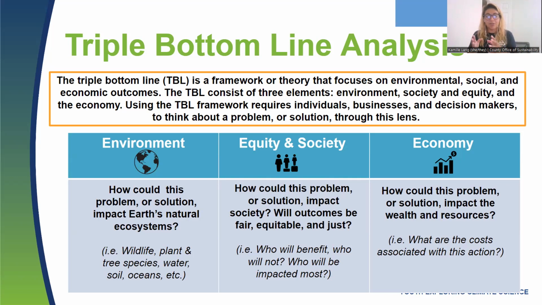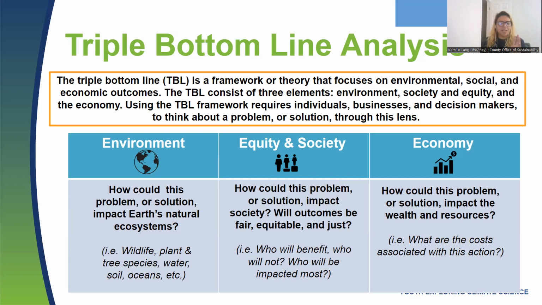Then we go into the middle category, where we're thinking about how this problem or solution can impact society, and whether it is fair and just for all who are a part of it. That's thinking about it from the equity perspective. And then finally, we look at it from the economy perspective, thinking of how this problem or solution can impact wealth and resources. How is it going to impact the money we spend here in San Mateo County, in California, throughout the United States?